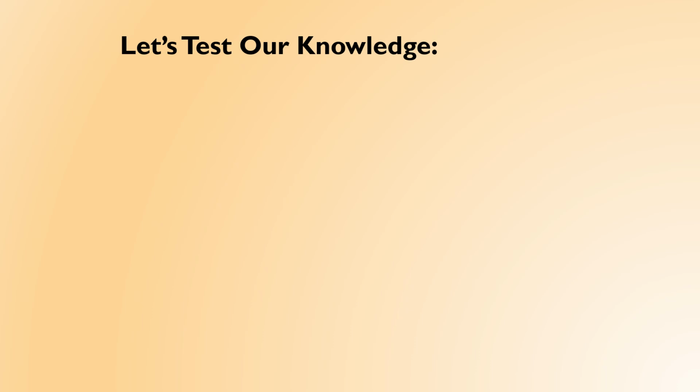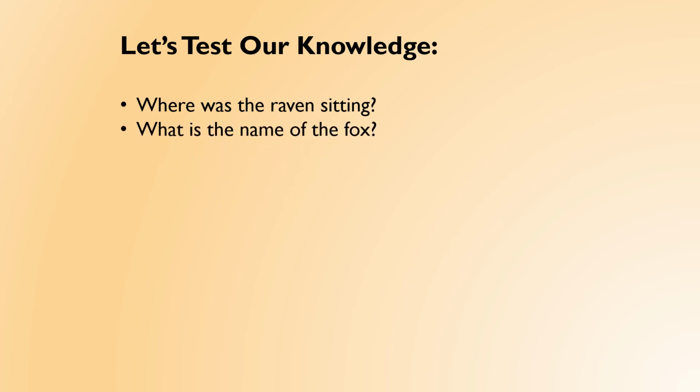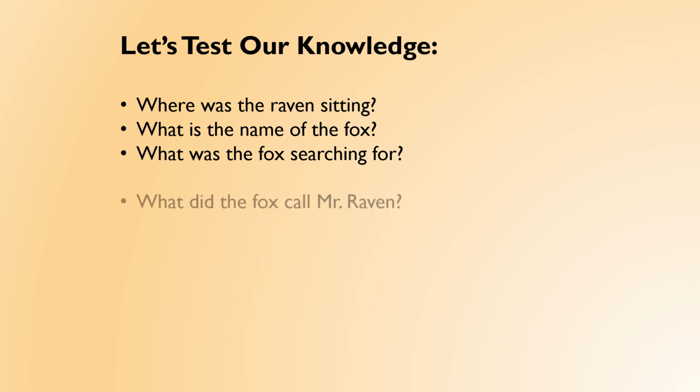Now let's test our knowledge. What we learned? First of all, where was the raven sitting? So you can think of the answer and then match it with me. The raven was sitting on the branch of the tree. What is the name of the fox? Refer to stanza number 1. You may easily find the name of the fox is Reynard. What was the fox searching for? So the fox was searching for food.